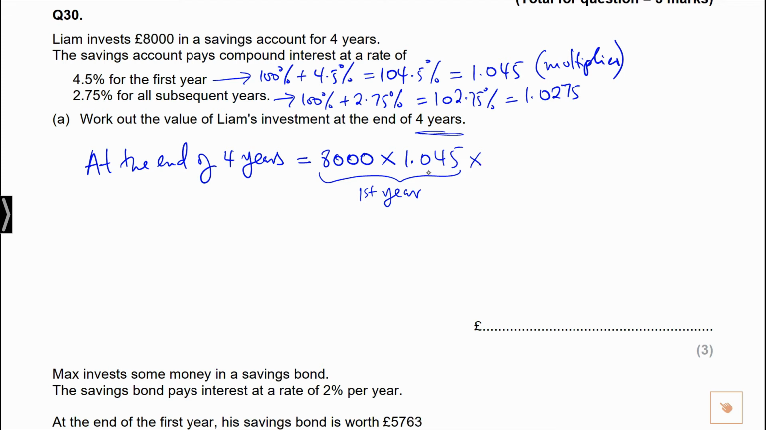we shall have the multiplier 1.0275, and this will be to the power 3 because this is happening for 3 years. Okay, so what you end up with, if you multiply all this together, you'll end up with the total investment at the end of 4 years, which will be 9068.84. And this will be the value of the investment at the end of 4 years.